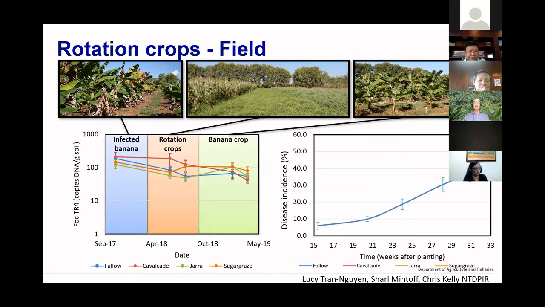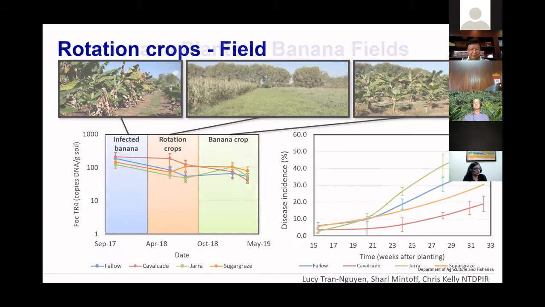If we use our weedy fallow as a reference, there was a rapid increase in symptoms 21 weeks after planting, reaching around 40% of infected plants at the plant crop. Cavalcade, the Centrosema species, was significantly slower to express the symptoms and had a 20% expression of disease symptoms by harvest. The jarrah-grass, on the other hand, was much more rapid and reached 50%, and the sugar graze intermediate. So while rotation crops didn't reduce the pathogen in the soil, as all treatments were equally infected, the cavalcade did slow the expression of the disease symptoms.